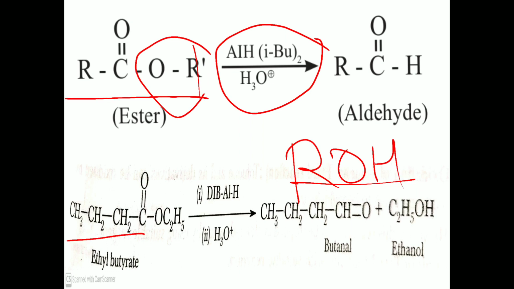Now the second one is ethyl butyrate, which undergoes the reaction with DIBAL-H and hydrolysis. The same reaction takes place. The bond is broken here and we get C2H5OH, that is ethanol, separated, and butanal, that means CH3CH2CH2 C double bond O H, as the main product.